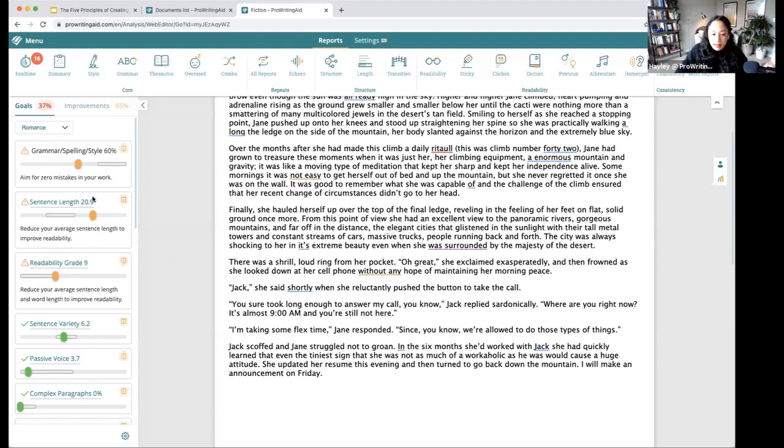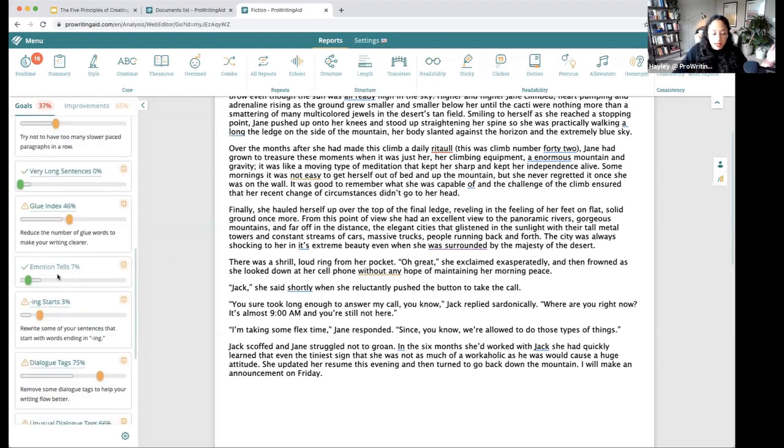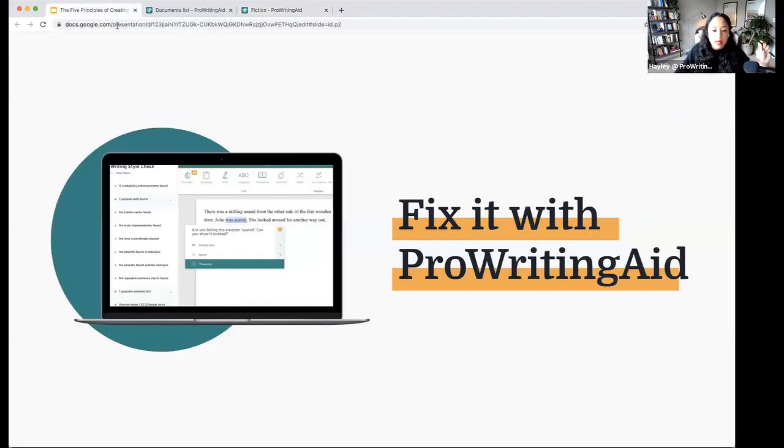Oftentimes, if you are telling, or if you have too many emotion tells, which we have here, that might be an instance where you're not giving enough credence to that movie that the reader is trying to play. So what you need to be thinking about is, am I creating a movie that a reader could vividly picture and picture correctly?